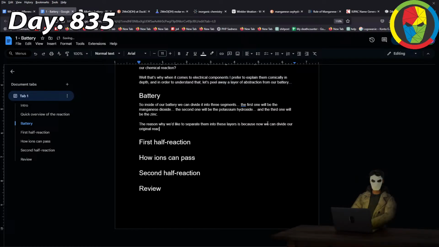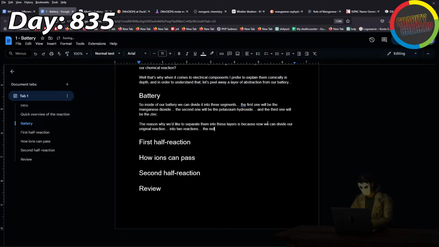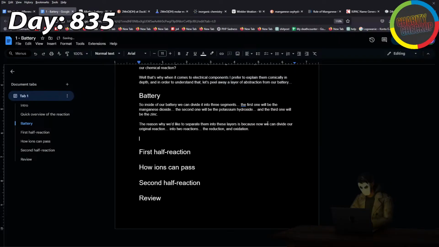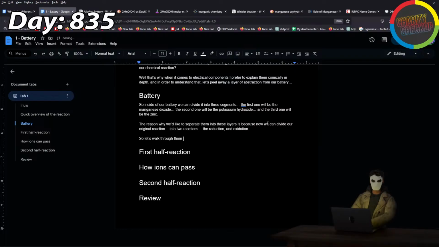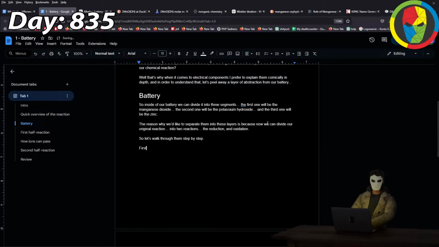Reaction into 3, 1, 2, well, two and two halves, two reactions. The oxidation, the reduction, and oxidation. So let's walk through them step by step. First, we have the reduction.